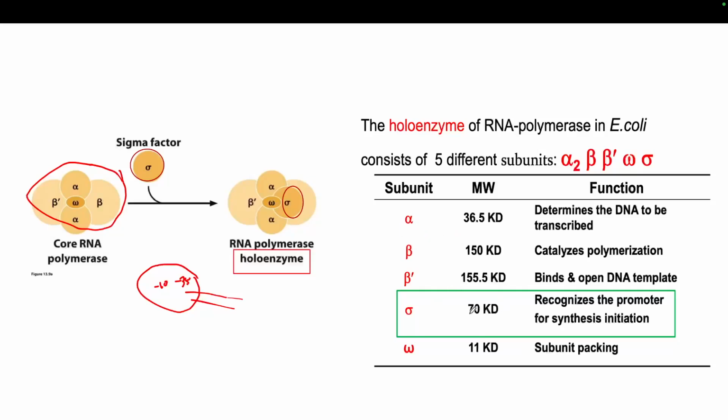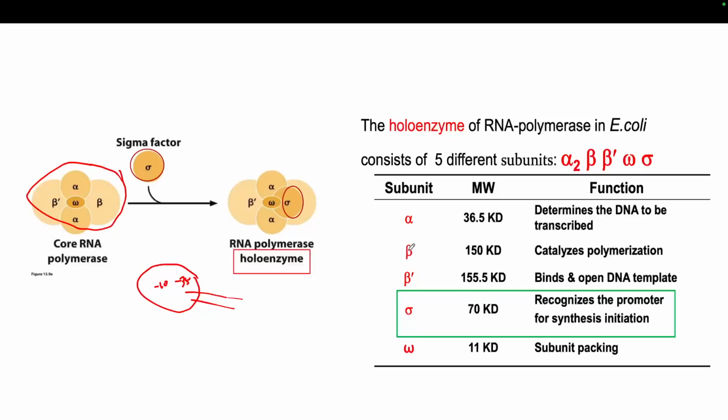So the main functions of all these subunits: one is the sigma factor, which helps in recognizing the promoter sequence and starting initiation of RNA synthesis, and another is the beta subunit, which helps in polymerization. It catalyzes the polymerization. So these two factors are very essential in the case of RNA polymerase.